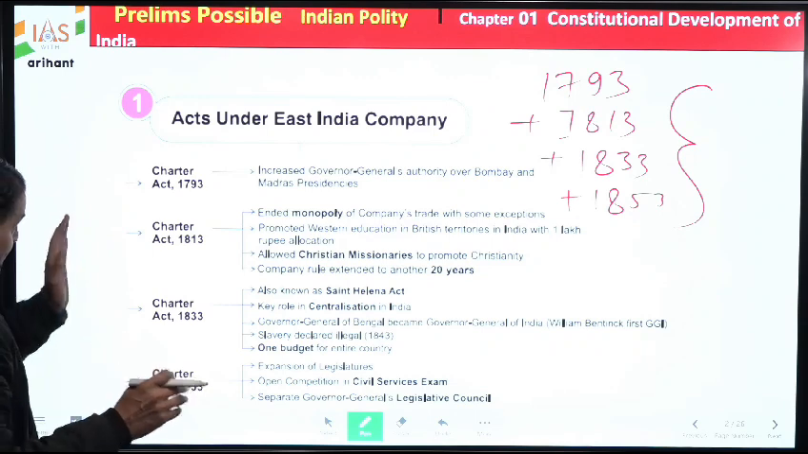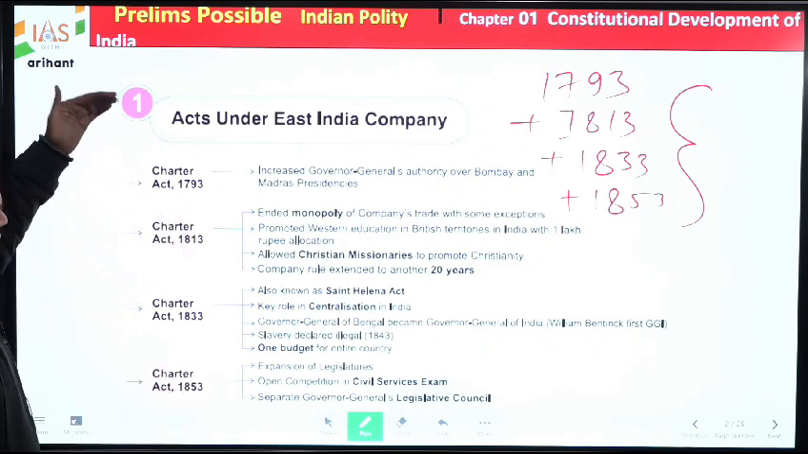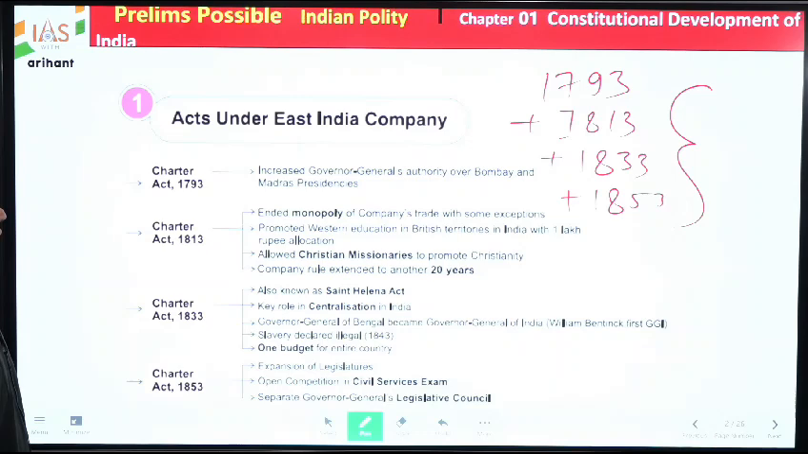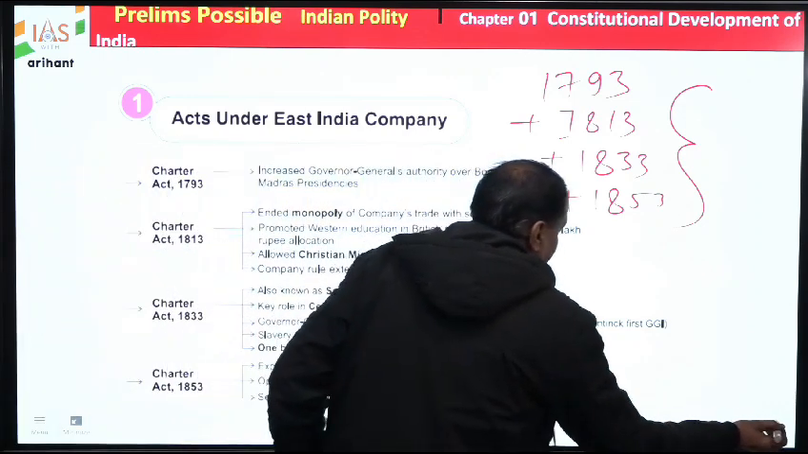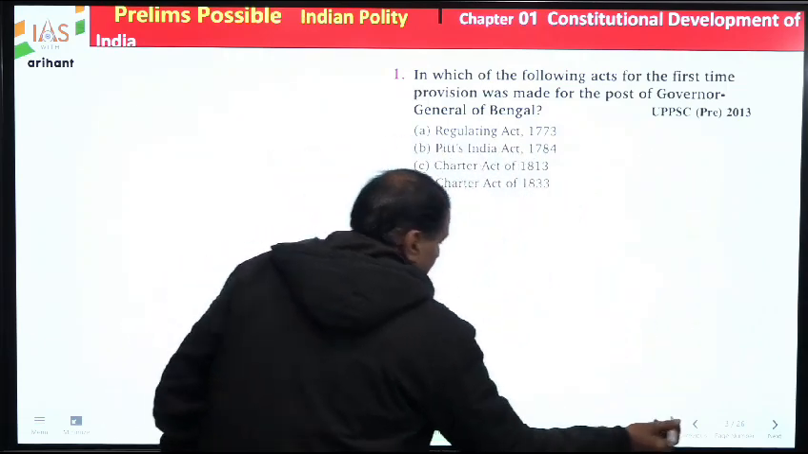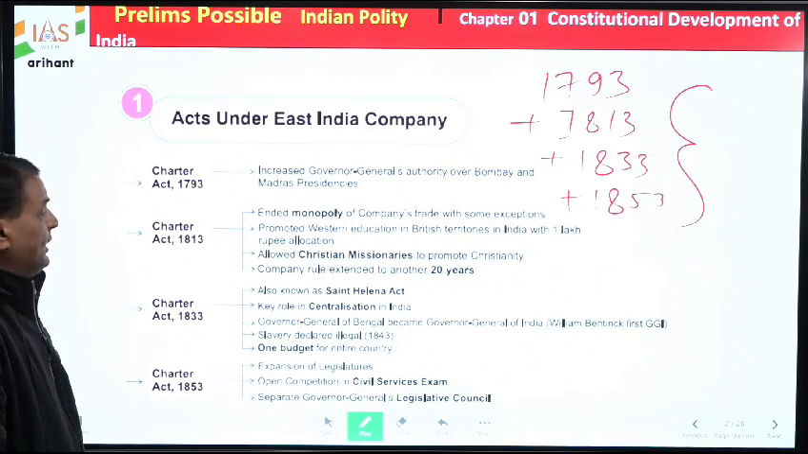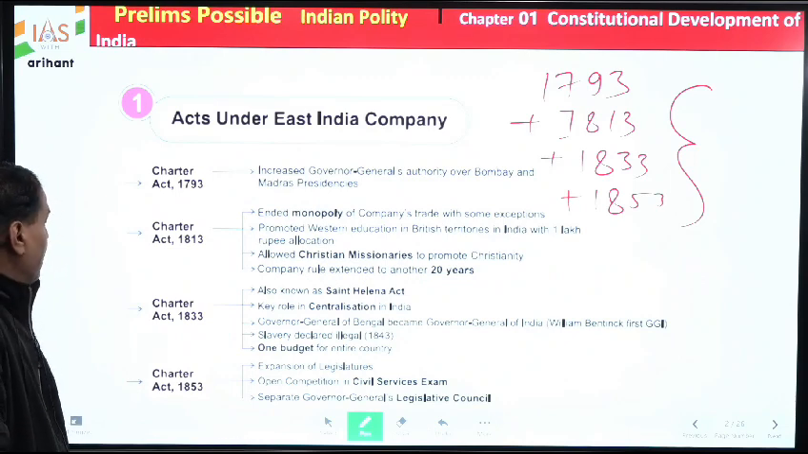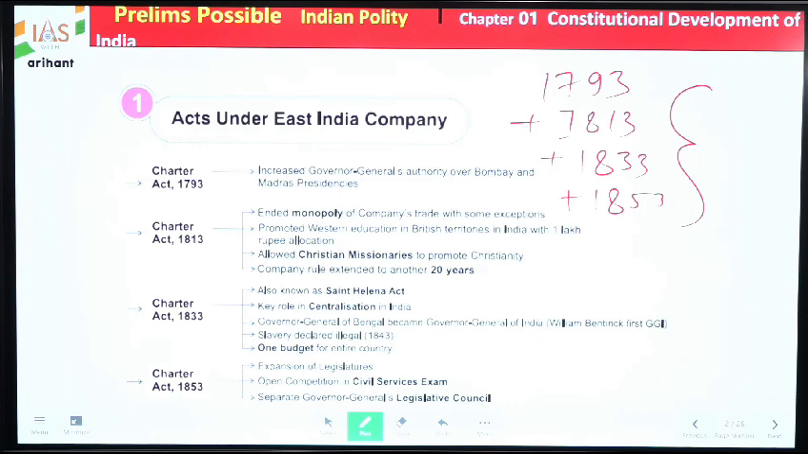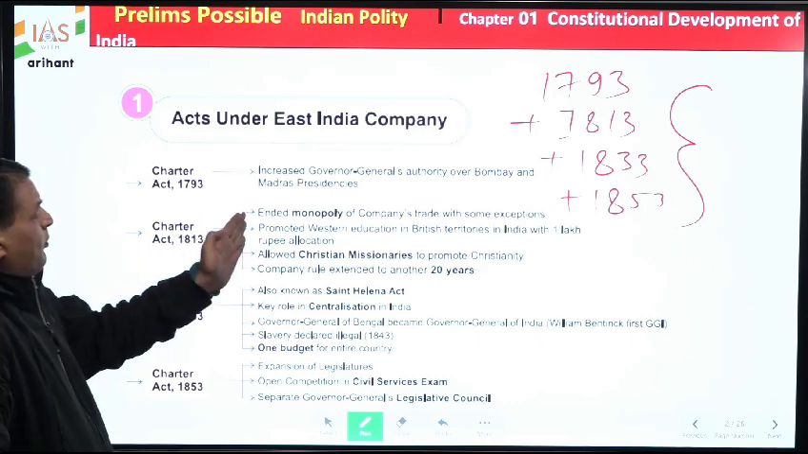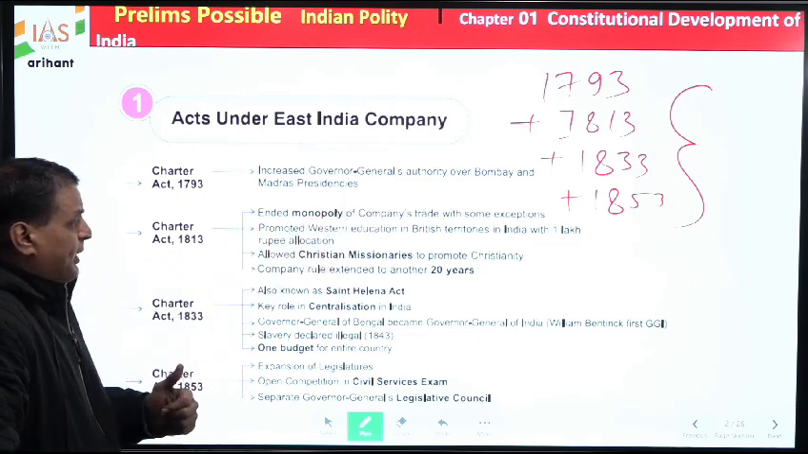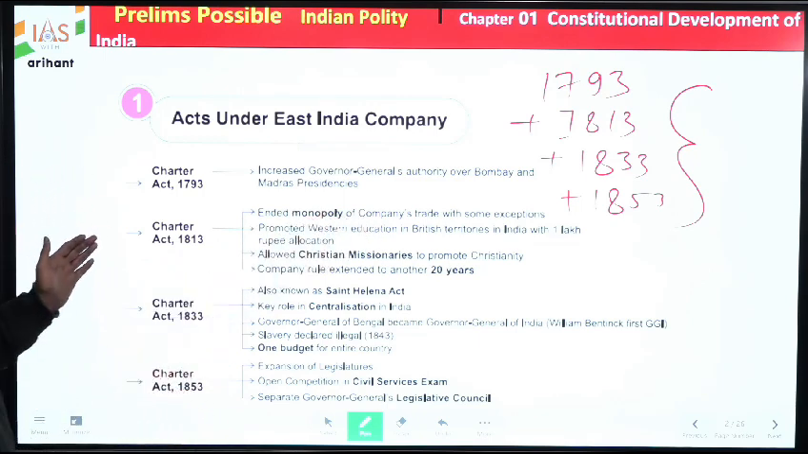They implemented it in 1793. The main feature of the Charter Act of 1793 was that it increased the Governor General's authority over the Bombay and Madras Presidencies. It means that at that time the Madras government and the Bombay government were controlled by the Governor General of Bengal. The Charter Act of 1813 ended the monopoly of the company's trade with some exceptions. So these are the features.